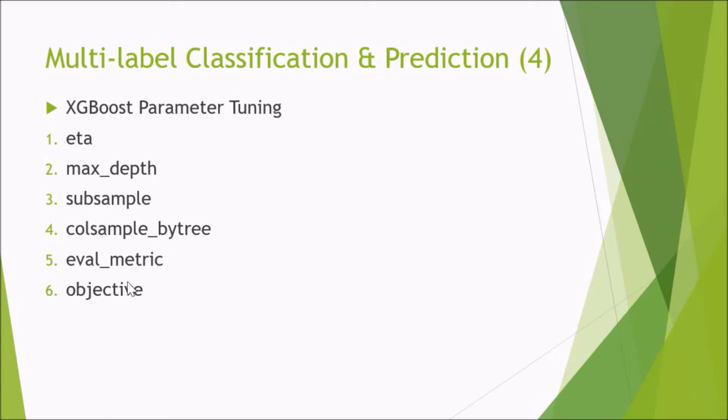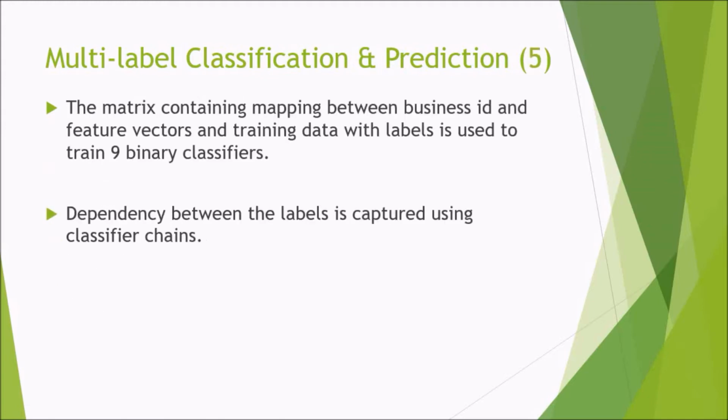The next is eval metric. This parameter specifies the metric to be used for validating data. We have used the value logloss for this parameter. The next is objective. The parameter specifies the loss function that will be minimized in the boosting process. I have used the binary logistic function. It returns the predicted probability for binary classification. The model is then trained on 500 rounds. The trained model is then used to make predictions for the testing data.